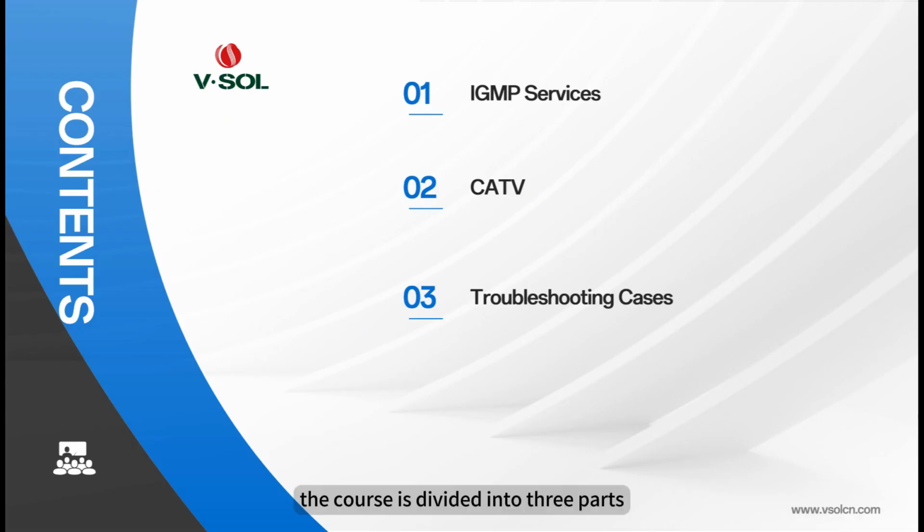The course is divided into 3 parts. First part, IGMP services. This part we will introduce what is multicast, how to configure multicast in VSOL OLT. Second part, CATV. This part will introduce what is CATV and how to control CATV via ONU Web and OLT, including some third-party OLT control. And the last to introduce some case troubleshooting, to show what can be checked when face some multicast issue or CATV issue.